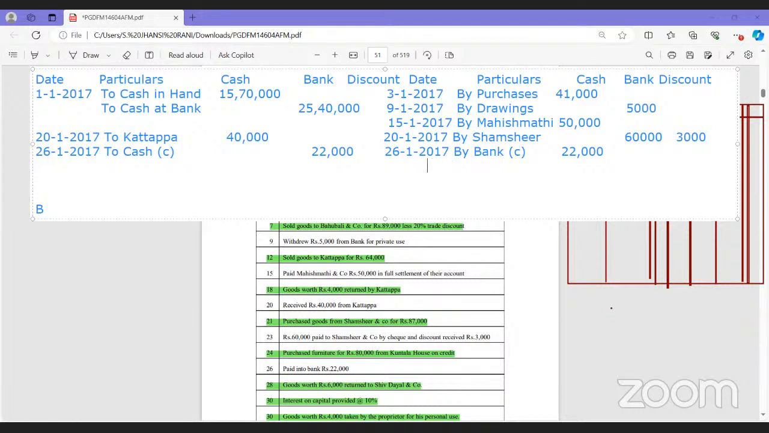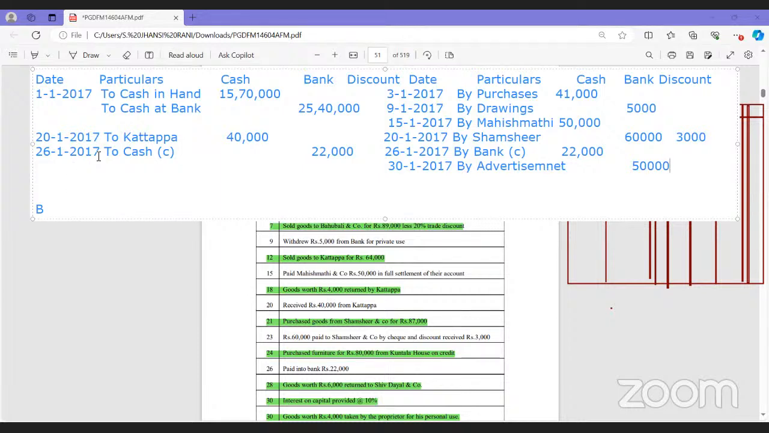The payment now, expenditure means payment. So I'll write here the date, 30 January 2017. By advertisement, it's an expenditure name. How am I paying? I am paying through check. Check means I'll write in the bank column, and the amount is 50,000.